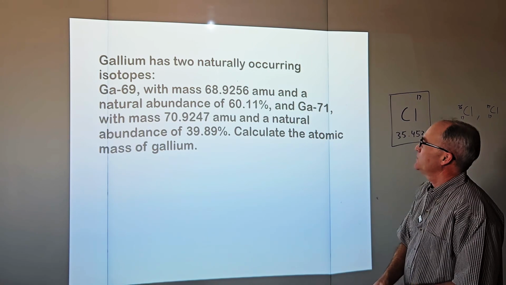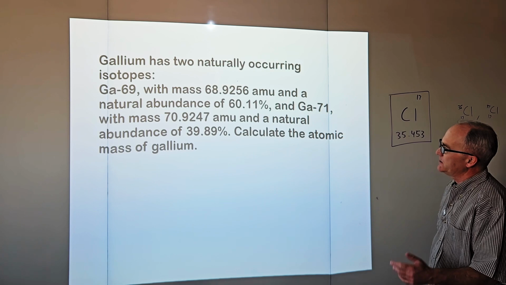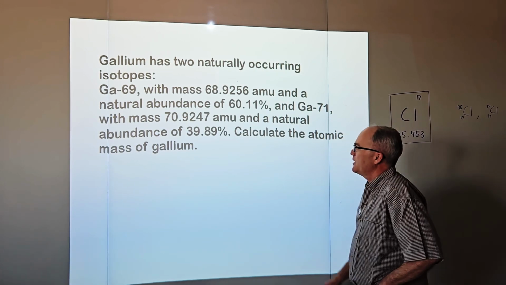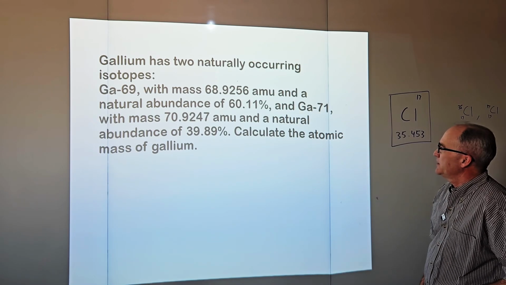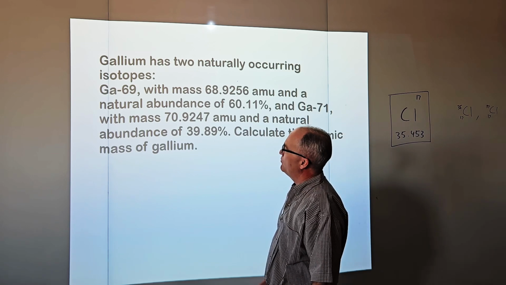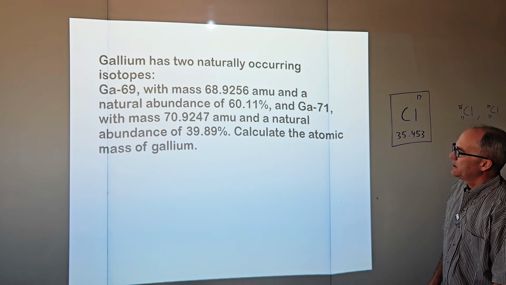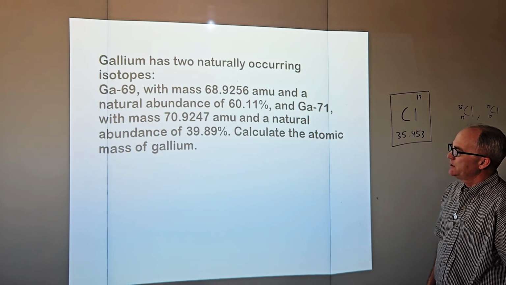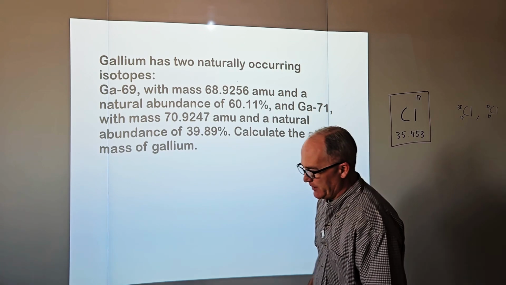Gallium has two naturally occurring isotopes: gallium-69 with a mass of 68.9256 atomic mass units and a natural abundance of 60.11%, and gallium-71 with a mass of 70.9247 atomic mass units and a natural abundance of 39.89%. Calculate the atomic mass of gallium.